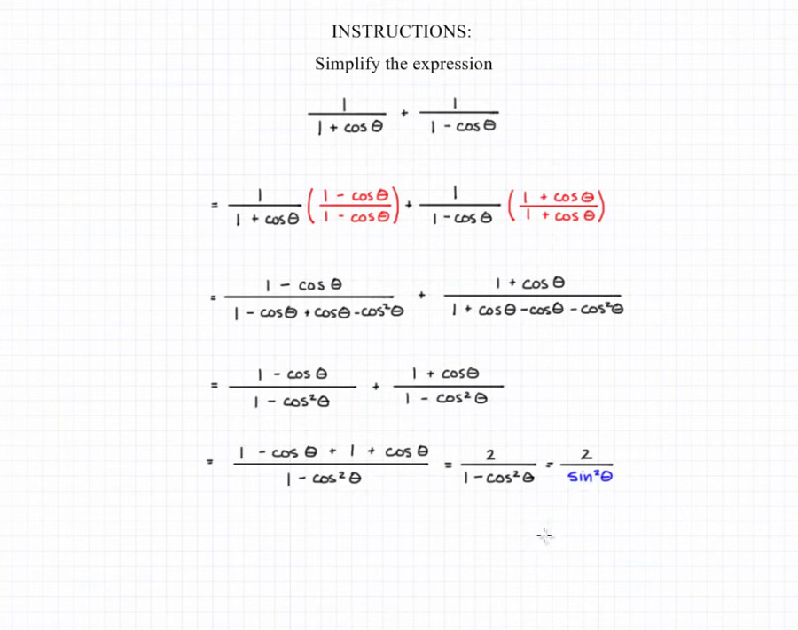And we can rewrite that as 2 times 1 over sine squared theta, and then use a reciprocal identity to complete our simplification and get our final answer, which is 2 times cosecant squared theta.